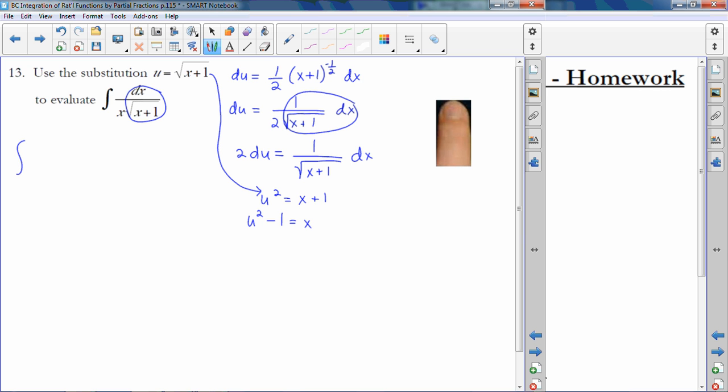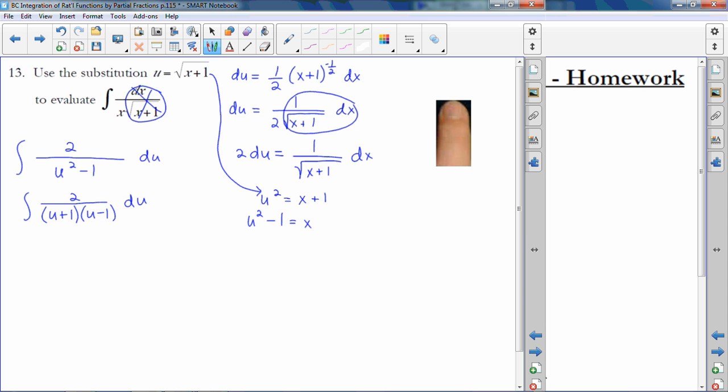We've got the integral of, let's see, the 2 du. So I'm going to have a 2 on top. I like my du's off to the side. And then that takes care of that. And then I have an x on the bottom, so that's going to be the u squared minus 1. Okay, so let's factor this. It becomes u plus 1 times u minus 1 because it's a difference of squares.